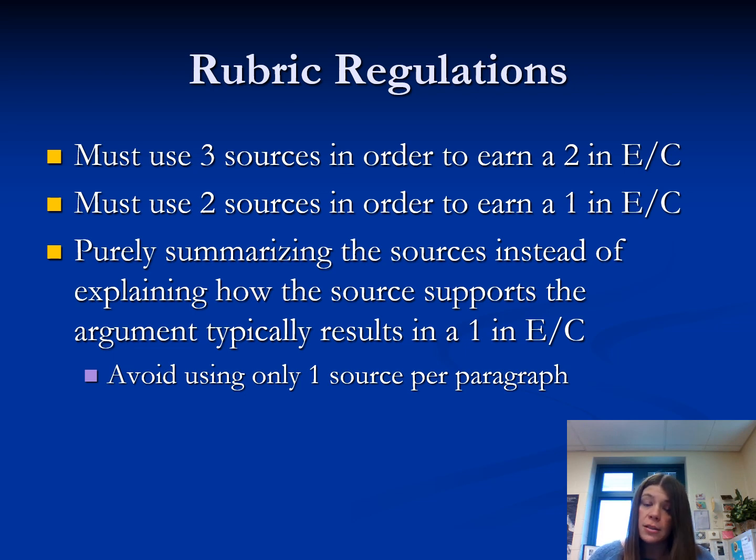Rubric regulations. There are some rules here. You must use at least 3 of the sources. Otherwise, you can't get a 2 in EC. That's a bottom line. If you only use 2 sources, you must use at least 2 in order to get a 1 in EC. Here's what I want you to write down for notes. We usually don't have students too much trouble with those above rules because you kind of lock your brain into using 3 sources. Summary, in general, is bad.